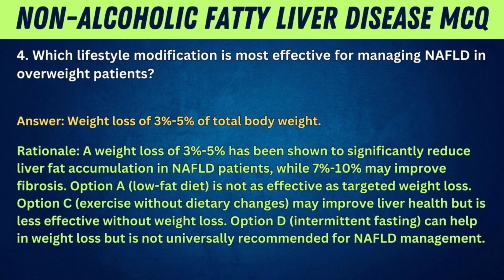Rationale: a weight loss of 3% to 5% has been shown to significantly reduce liver fat accumulation in NAFLD patients, while 7% to 10% may improve fibrosis. Option A, low-fat diet, is not as effective as targeted weight loss. Option C, exercise without dietary changes, may improve liver health, but is less effective without weight loss. Option D, intermittent fasting, can help in weight loss, but is not universally recommended for NAFLD management.